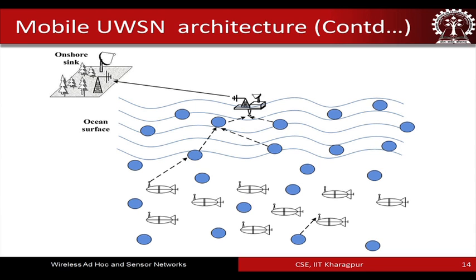And here is a picture of the mobile underwater sensor networks. As you can see, you have these different sensor nodes which are not anchored like in the previous case, but are floating in the underwater column, and also there are some UAVs which are also floating along with them.